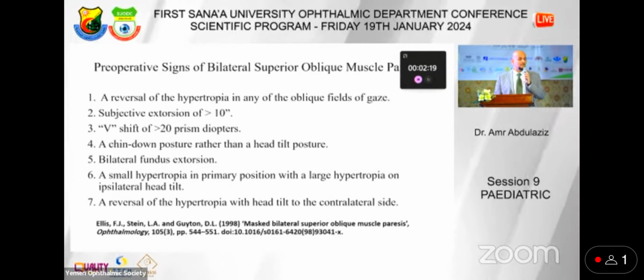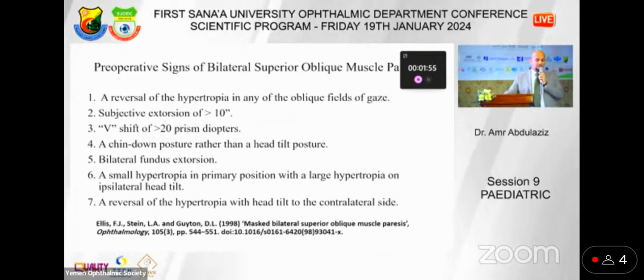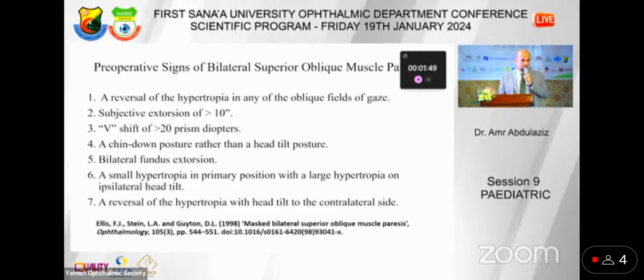This slide is about the preoperative signs of bilateral superior oblique palsy: reversal of hypertropia in any of the oblique fields of gaze, subjective extorsion more than 10 degrees, V pattern, especially V pattern esotropia, chin-down posture rather than head tilt, bilateral fundus extorsion, and small hypertropia in primary position with large hypertropia on ipsilateral head tilt, and reversal of the hypertropia with head tilt to the contralateral side. Thank you.